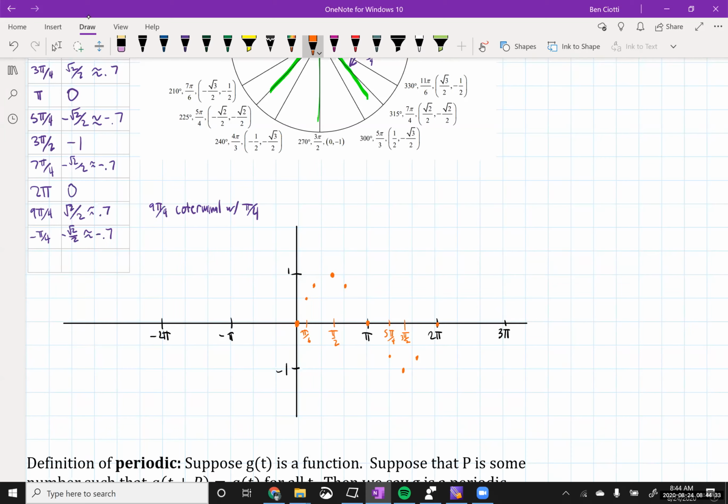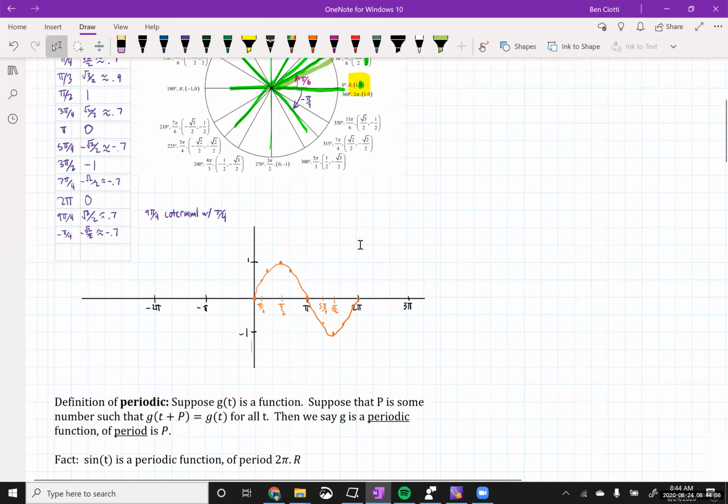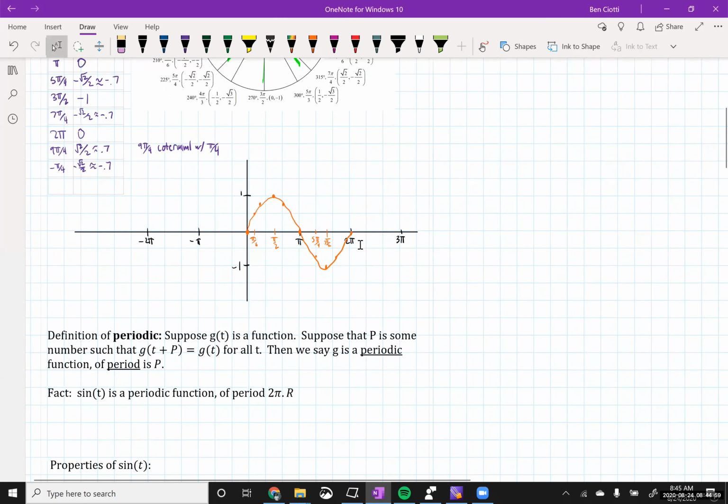And okay, I think I've got enough points plotted that I can infer what the general shape is going to be. So smoothly connecting these points, I've got the shape of my sine graph. But now I can exploit the fact that it's periodic. So here's a quick demonstration of how to graph a periodic function.